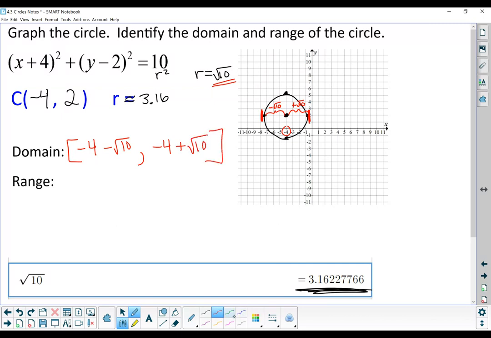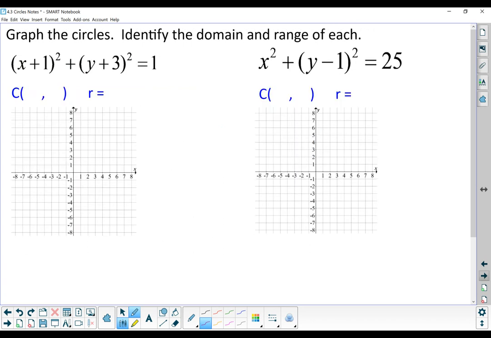And the range is going to be kind of similar. We're going to add and subtract that root 10, but the center of the range is at a height of 2. So it's going to be 2 minus root 10, and then 2 plus root 10. So, I mean, that's not something I'm going to ask you on a test or anything. It's just kind of interesting and good to think about that they aren't always whole numbers, and sometimes we have to think a bit harder to come up with a domain or range.